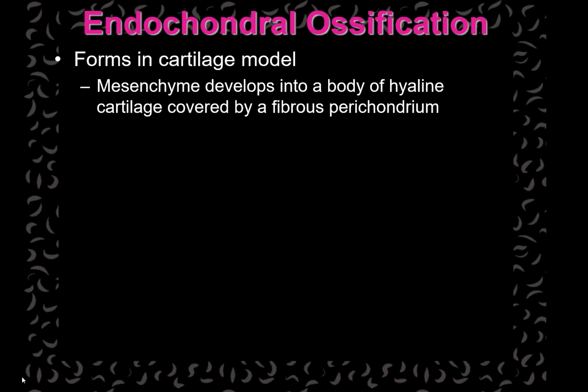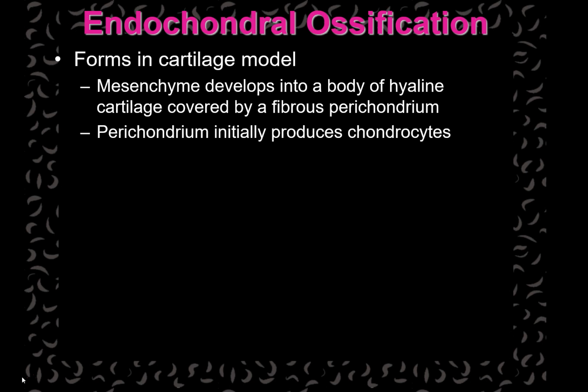So what happened was the mesenchyme, which was embryonic connective tissue, developed into hyaline cartilage in the shape or the form of the early bones. Okay? Hyaline cartilage had a perichondrium that wrapped around it, which we already know is a little bit of what? Dense, irregular connective tissue kind of around the outside. Okay?